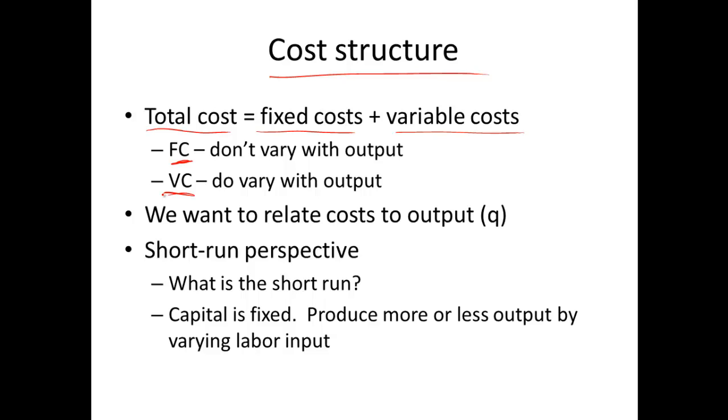What we want to do is to relate costs to output. And we'll be taking a short-run perspective here, and by that we mean that the short run is a period where some of our inputs are fixed and others can be varied. The standard assumption is that capital is fixed. What's capital? That's machines and buildings, things like that. And we can produce more or less output by varying the inputs that are variable, usually assumed to be labor.